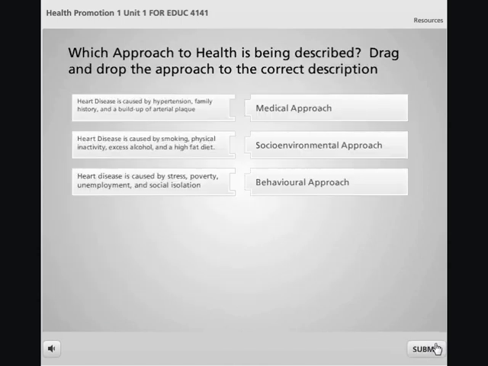This activity is a matching activity. You're going to be asked to read through the three different descriptions of heart disease. Next, consider the various approaches to health that we've talked about today: the medical approach, the behavioral approach, and the socio-environmental approach, and drag and drop those approaches to the correct description.